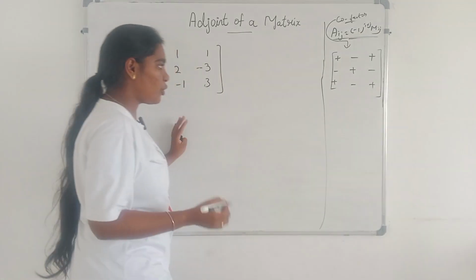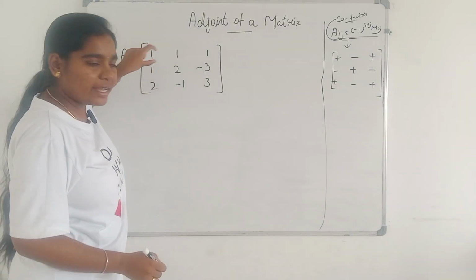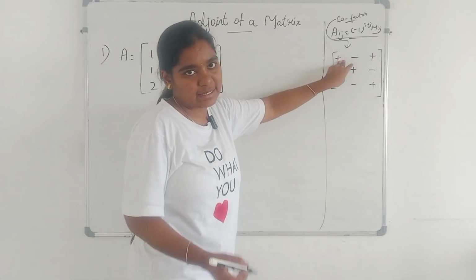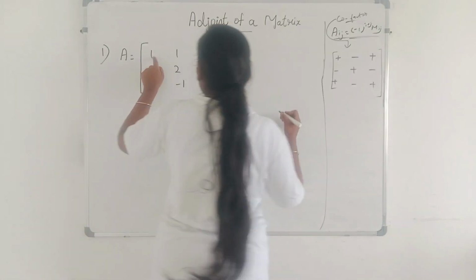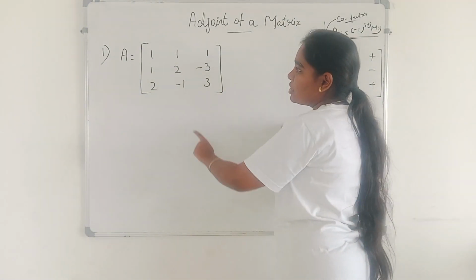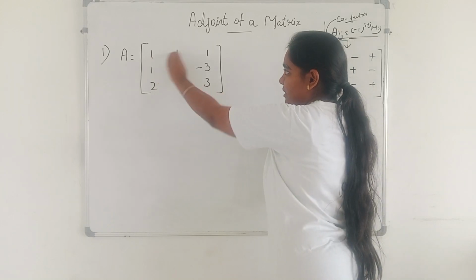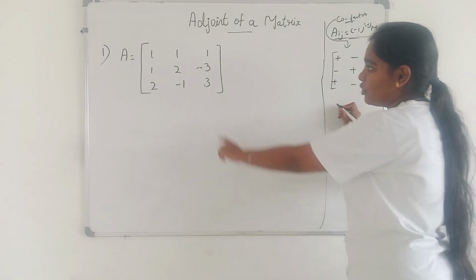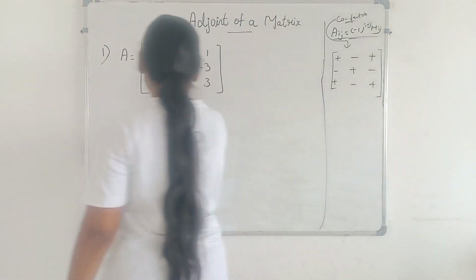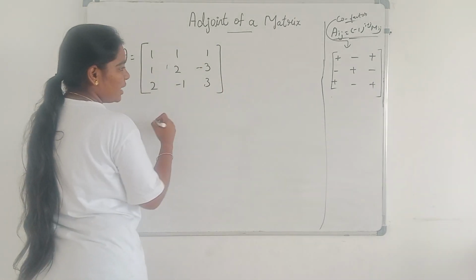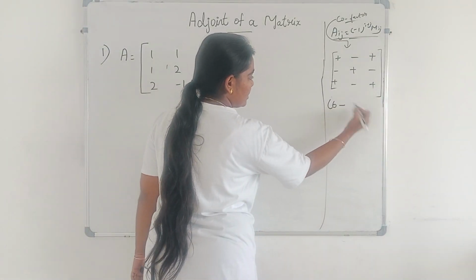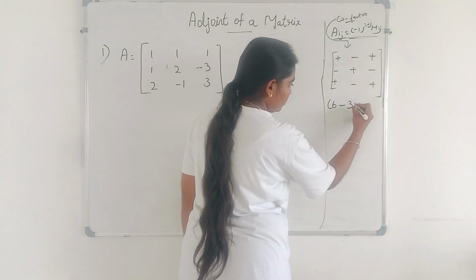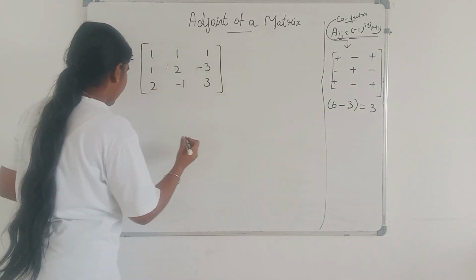Next, what we are going to do is find the minor of each of these elements, and in that minor we are going to apply this sign. So for the minor of the first element, you will delete the corresponding row and column. By deleting the corresponding row and column, you will obtain this part. So 2 into 3, 6. Minus 1 into minus 3, 3. Equal to 3.